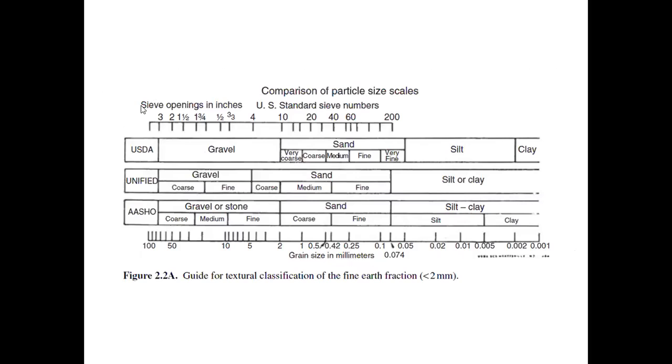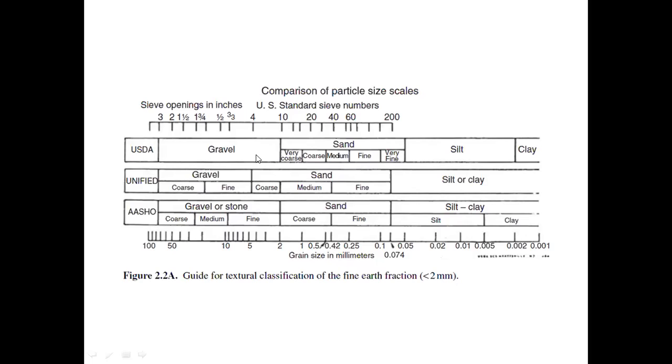And these are the scales, students: USDA, the United Nations, and this one, a traffic control area of America. This is some guide of texture classification, students, of fine earth, which is less than 2 mm. But there is also a classification for above 2 mm. You know what that classification is for particles less than 2 mm?